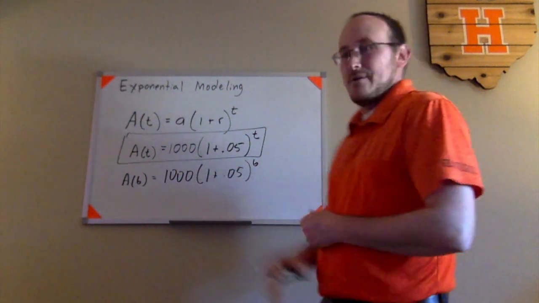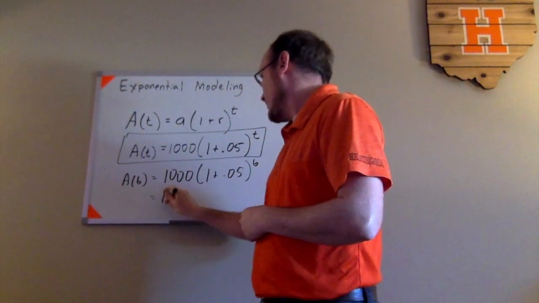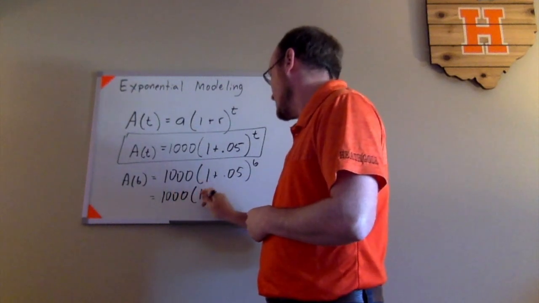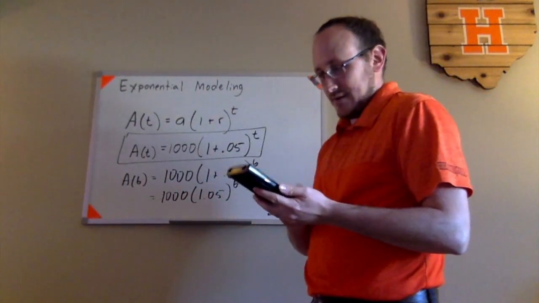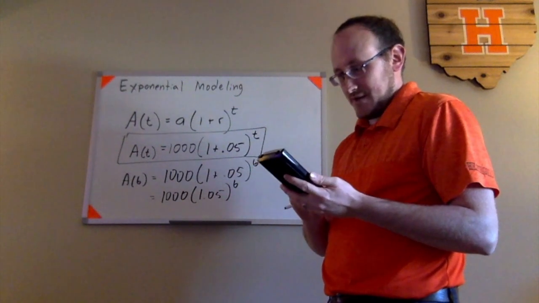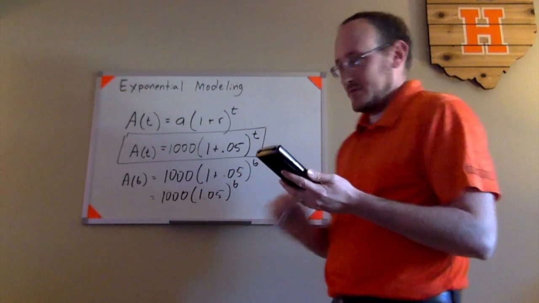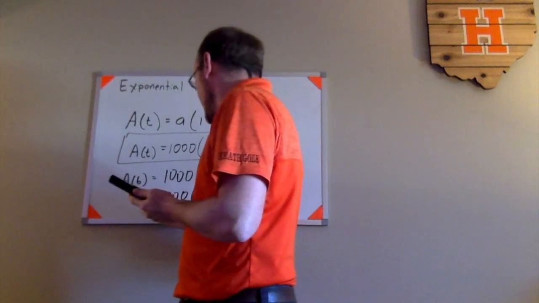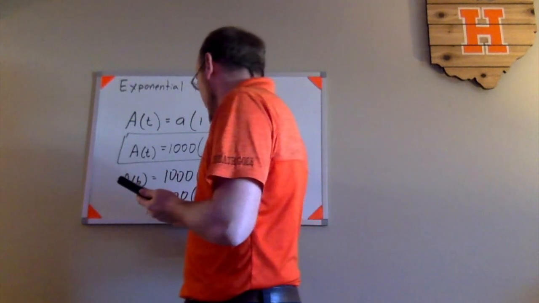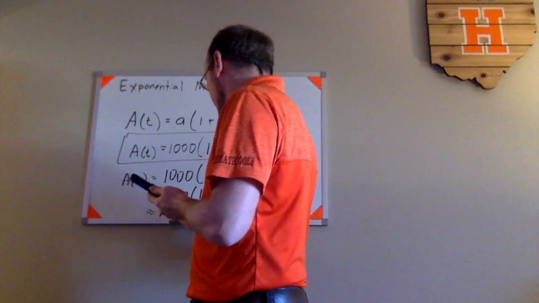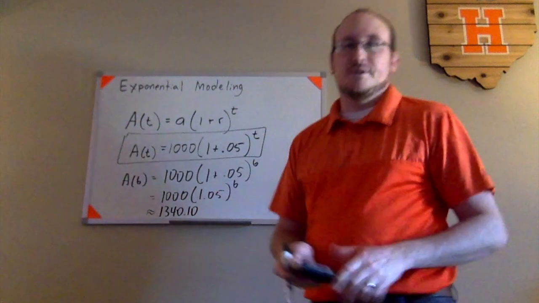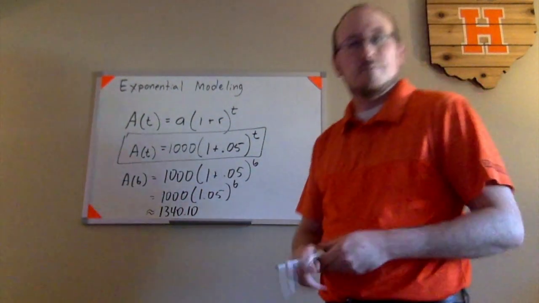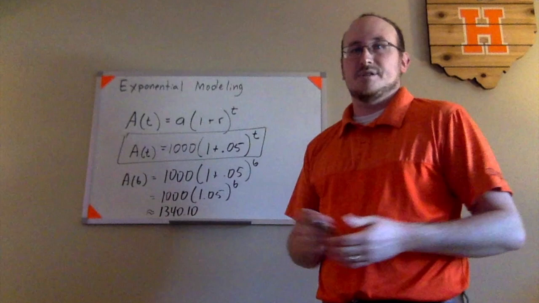So at this point in time, I'll go ahead and compute that. I have 1,000 times 1.05 to the 6th power. I'll go to my calculator, and I'll compute that. 1,000 times 1.05 to the 6th power. And that is approximately $1,340.10. I'll round to 2 decimal places there since we're dealing with money and a value in an account, and the problem didn't say otherwise, so that would make sense in terms of money.